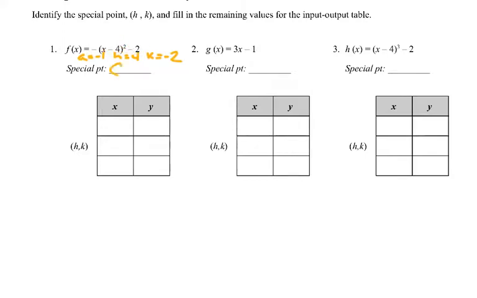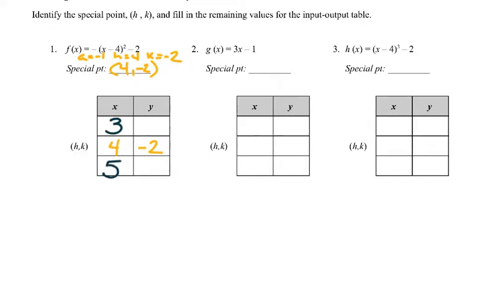My special point is h, k, so 4, -2. I'm going to plug that in right here. Woohoo! All right, that is a nice freebie. We like that. We're going to pick one x value that's less than h, which is 3, and one that is more than h, which is 5.